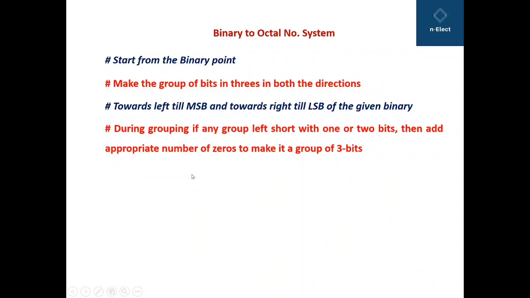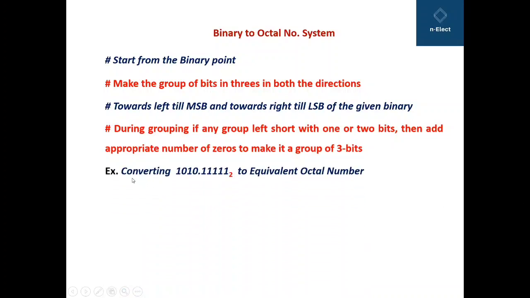So what to do? On this side you can add 2 extra zeros and make it a group of 3. Similarly on this side, if you fall 1 bit short, suppose we are getting 1 1 at last, and 1 1 is only 2 bits, so the third bit has to be added. You can add 0 there and make it 1 1 0. So this is what is said here.